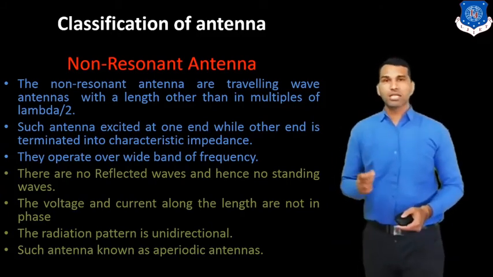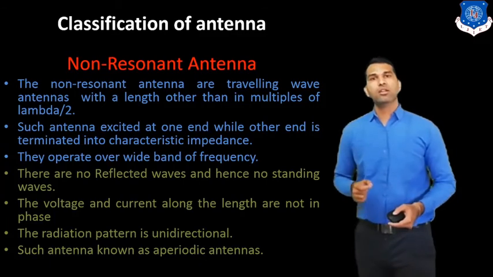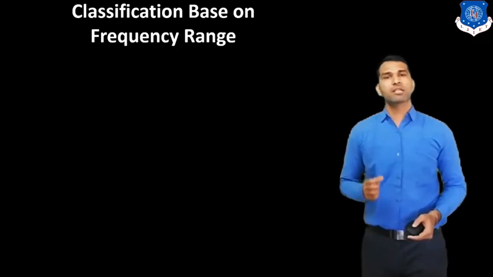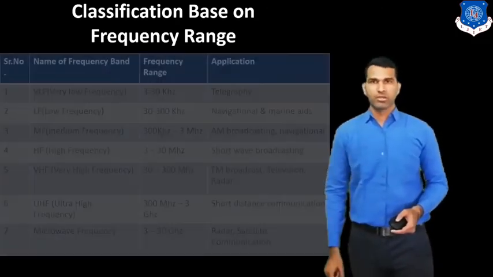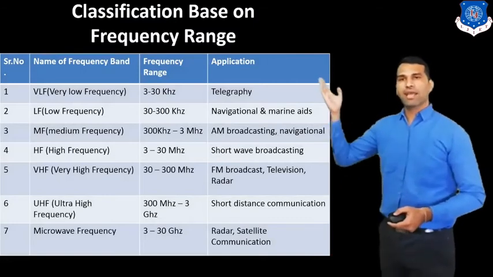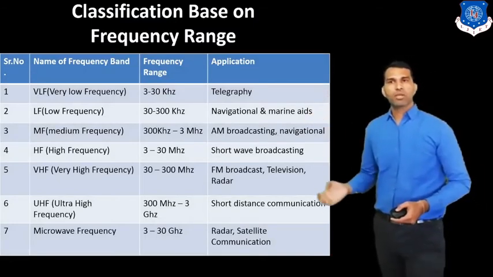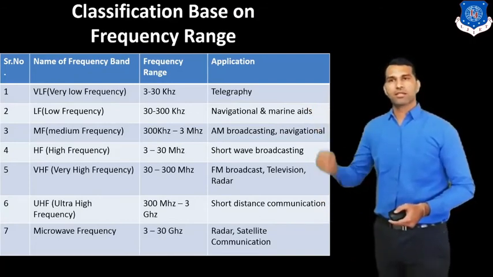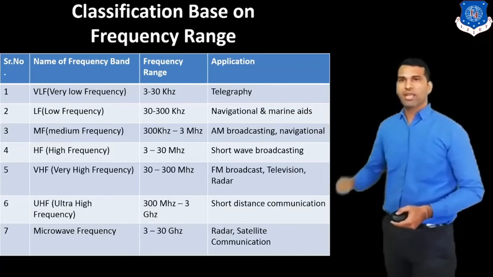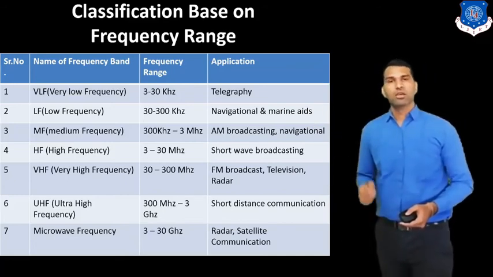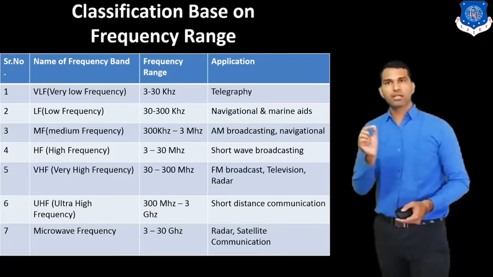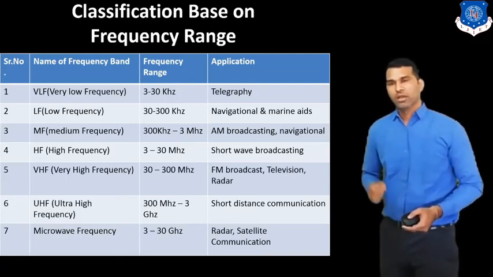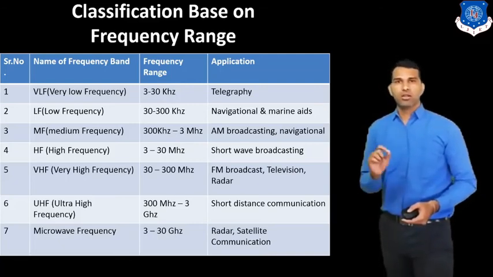So this is the classification based on resonant and non-resonant antennas. Now, the last one: classification based on the frequency range. According to the different frequency ranges, we know that very low frequency, high frequency, ultra high frequency are used according to the application. First is the VLF, the very low frequency range. The range of frequency is between 3 to 30 kilohertz, and this type of antenna is used in telegraphic applications.